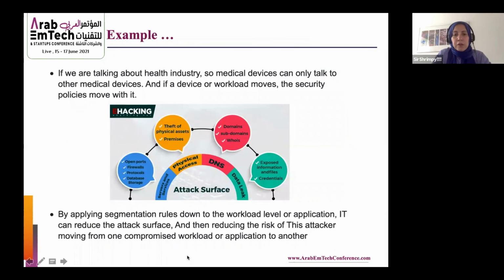For example, if we are talking about the health industry, medical devices can talk only to other medical devices. And if a device or workload moves, the security policies move with it. By applying segmentation rules down to the workload level or application, IT reduces the attack surface and then reduces the risk of an attacker moving from one compromised workload or application to another.